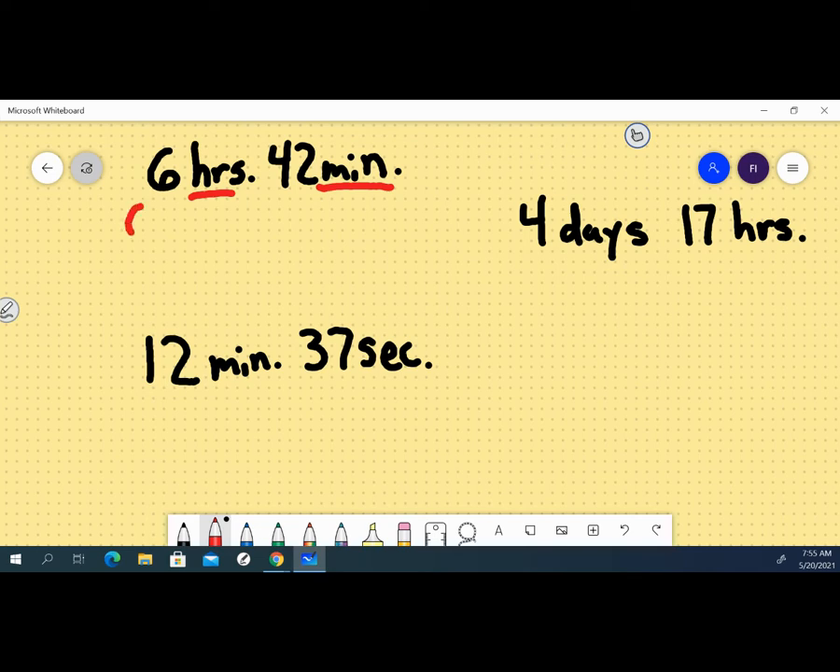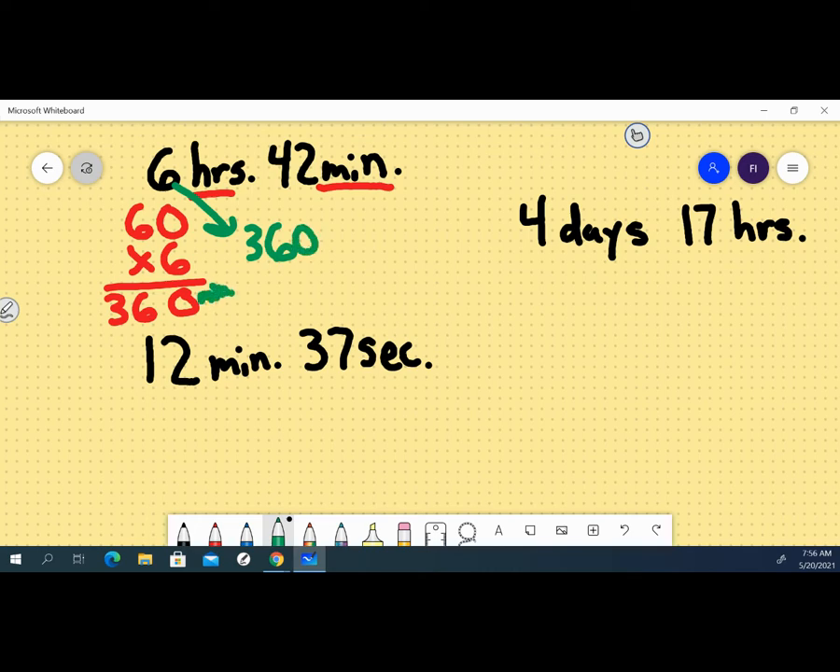So in order to change hours to minutes, we can get them both in minutes. We know that 60 minutes makes 1 hour. So that means in 6 hours, there are 360 minutes. So that's really what we changed 6 hours to. We changed it to 360, and that's minutes now. Now we can add it to our 42 minutes. So again, there's 10 and 4.